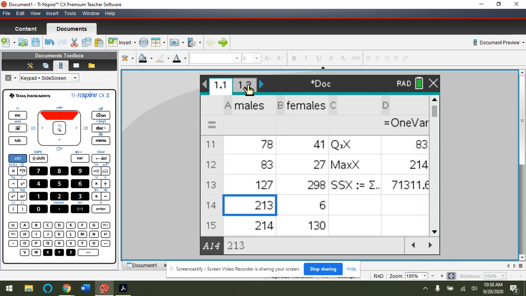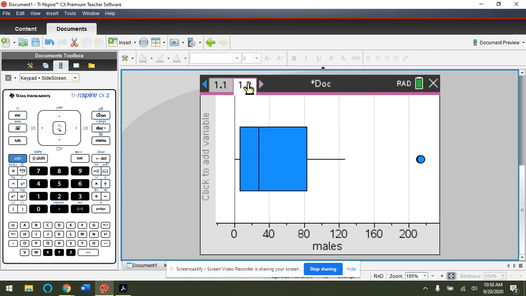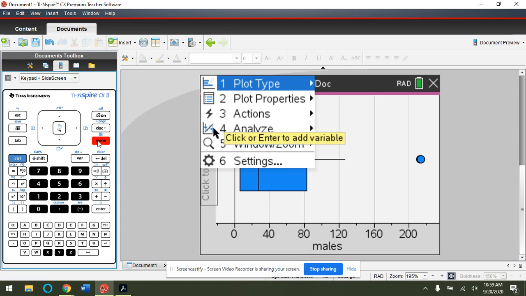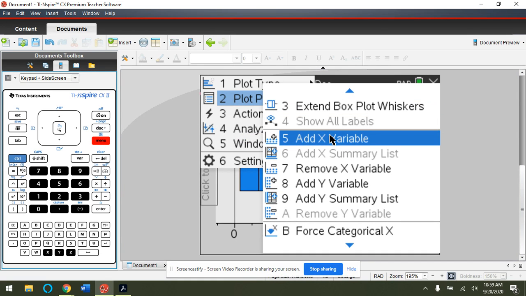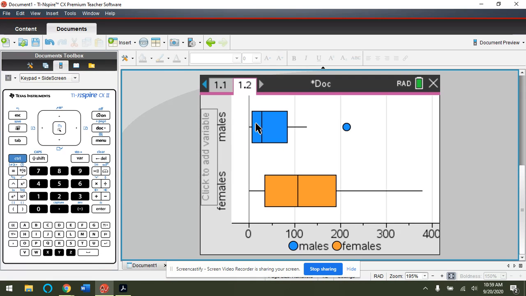But what's really cool is if I go menu, plot properties, I can add an X variable and I can add females. Whoa. Now it gives me both graphs vertically above each other. So if you're doing a report, you could just screenshot this. It's so nice. Notice males, the last data point was 127 before the outliers. Females, there's actually no outliers.